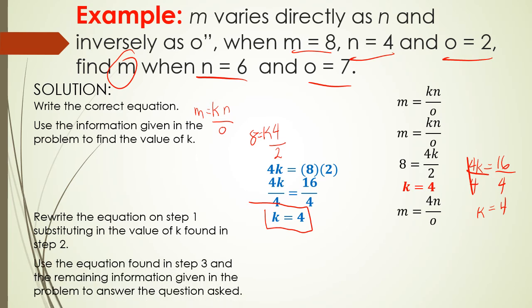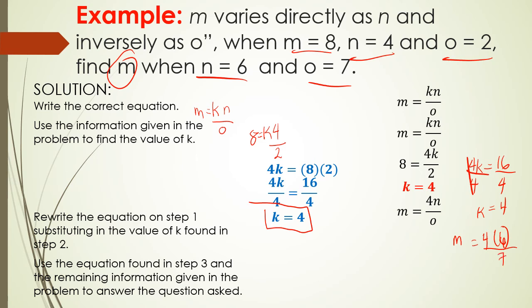And then, use the equation found in step number 3 and the remaining information given in the problem. So, ano ba yung remaining information? Ano hinahanap natin, class? Yung M. Yung nakabilog is equal to, meron na ba tayong K? Meron na. What is the K? That is 4. Anong N natin na panibago? That is 6 over 7.